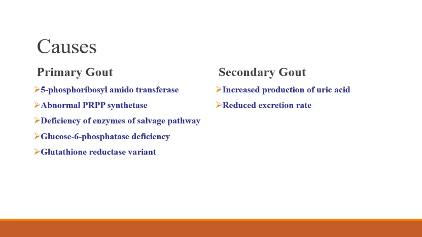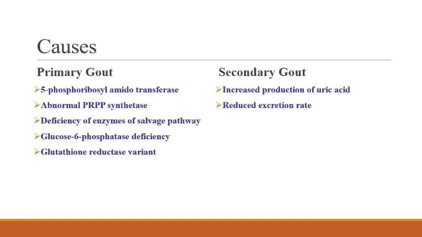And the last one is glutathione reductase variant. This enzyme depends on NADPH generated by the pentose phosphate pathway. The abnormality in the enzyme leads to increased production of ribose 5-phosphate and thereby increased level of phosphoribosyl pyrophosphate. Dysregulation of the rate limiting step of purine nucleotide synthesis leads to increased synthesis and degradation of uric acid.